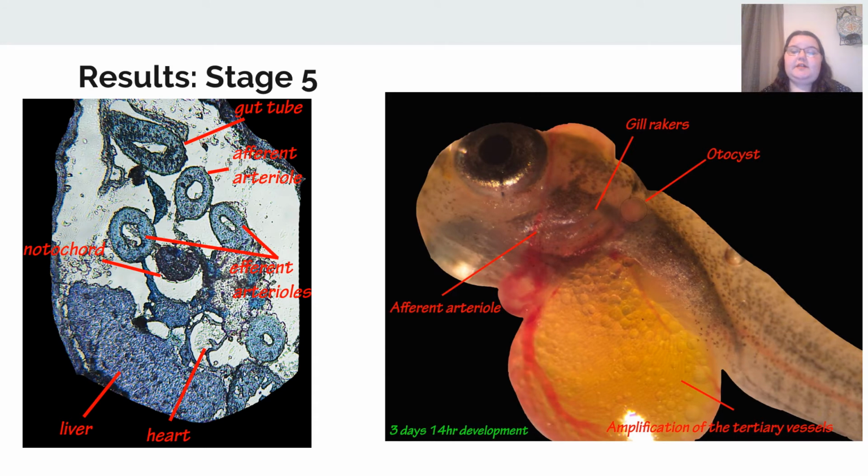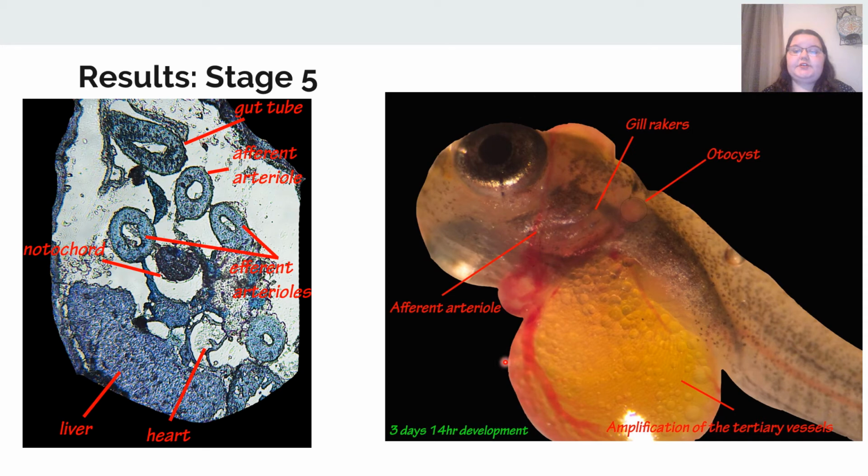So the fifth stage of development for mollies occurs when many internal structures are beginning to form. Here you see a functional gut tube. You also have the heart and two primary blood vessels, the efferent arterioles and afferent arterioles. So these are the primary blood vessels, but in this stage you're also seeing the amplification of blood vessels into secondary and tertiary vessels, as you see here and over here. And this just supplies blood to various regions of the embryo. You also have the liver being formed and the notochord.